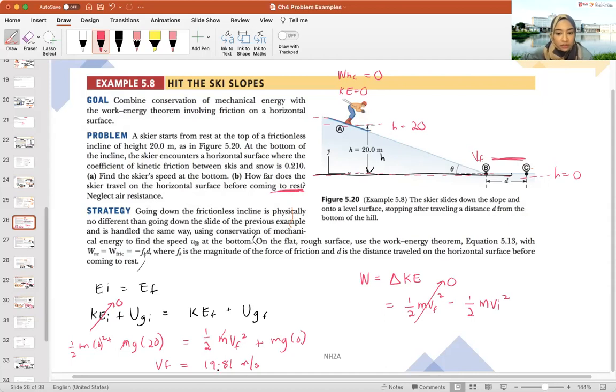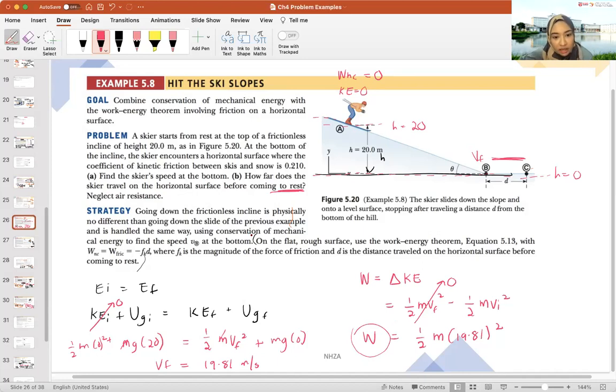Our u would be this value, and this is W. 1/2 m. What is our m? We don't have m. And then v is 19.81 squared. Aha, so now we're stuck. So how do we find this W? What is the relation to how far the skier travels before coming to a rest? How can we relate this to what is going on here? Or is this approach wrong?